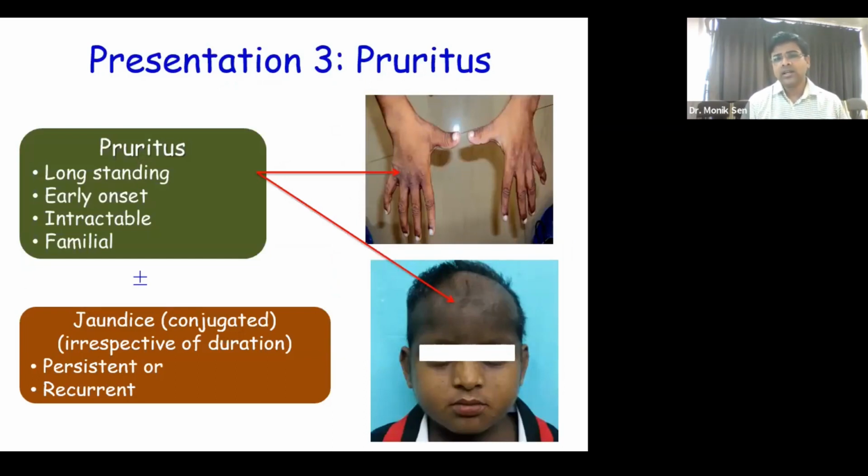So a long-standing, early onset, intractable familial pruritus may be suggestive of an underlying chronic liver disease. Patients usually have conjugated jaundice, which is persistent or recurrent, and they have xanthomas, xanthelasmas, shiny nails, and a lot of dermatitis, which is very similar to elephant-type skin, thickening of the skin, and this is very specific of pruritus due to constant scratching.